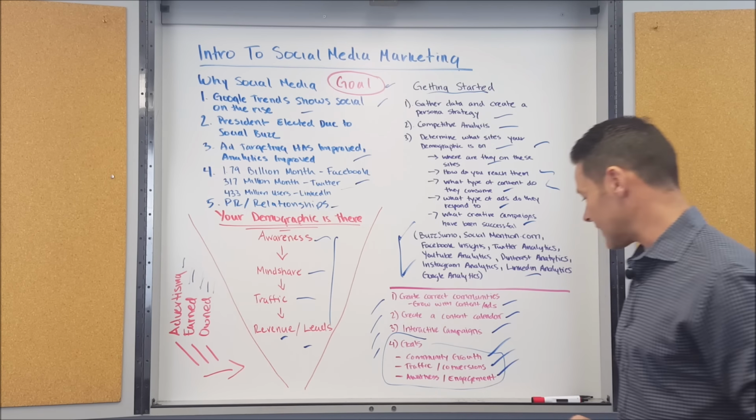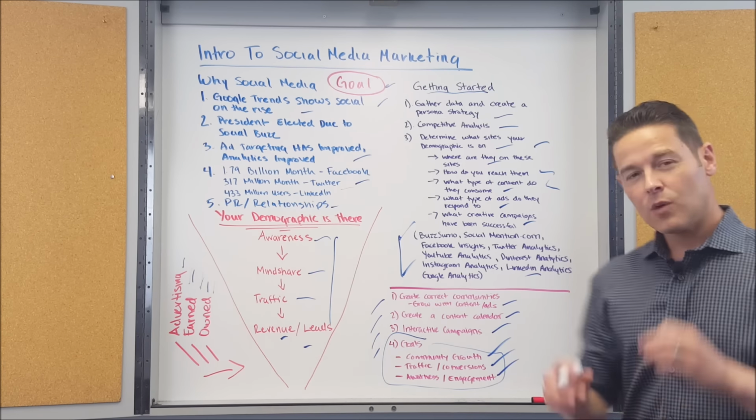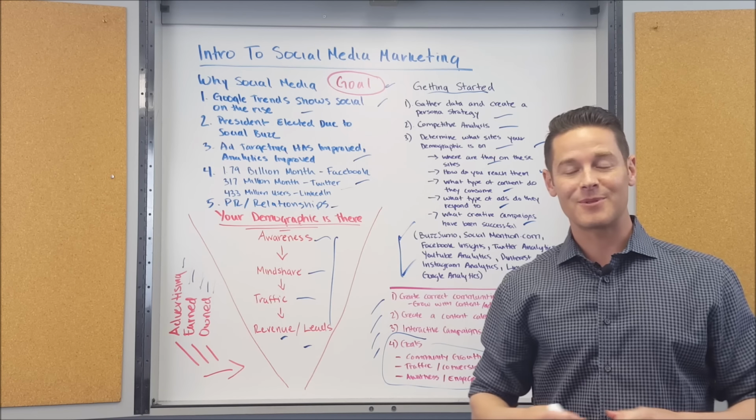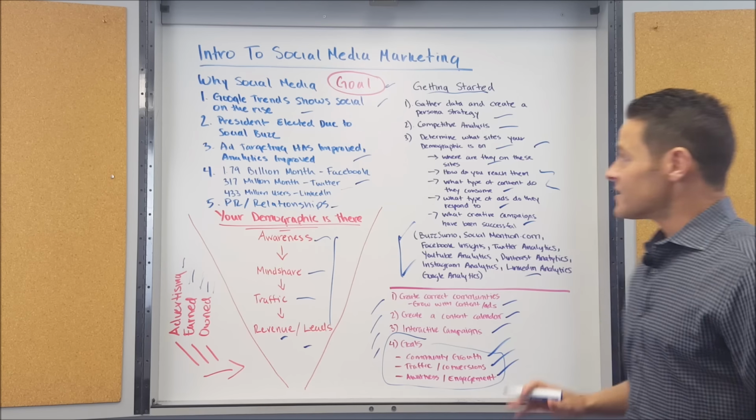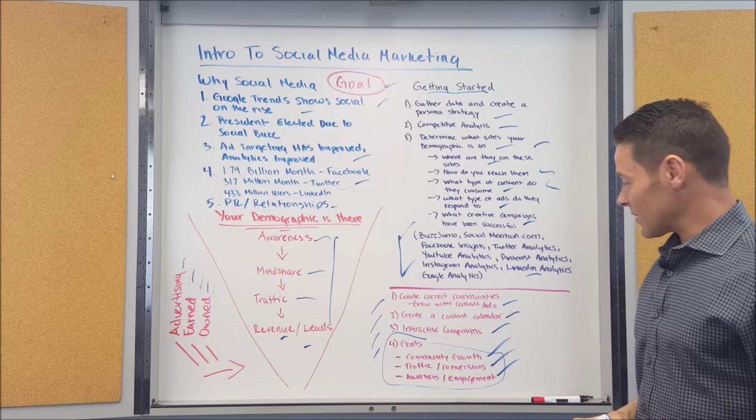And then awareness and engagement. What's your current awareness level and engagement level? What are you shooting for in order to amplify that over time so you can continue growing social media and growing your business, okay? So these are some things to think about when you're getting started with social media.